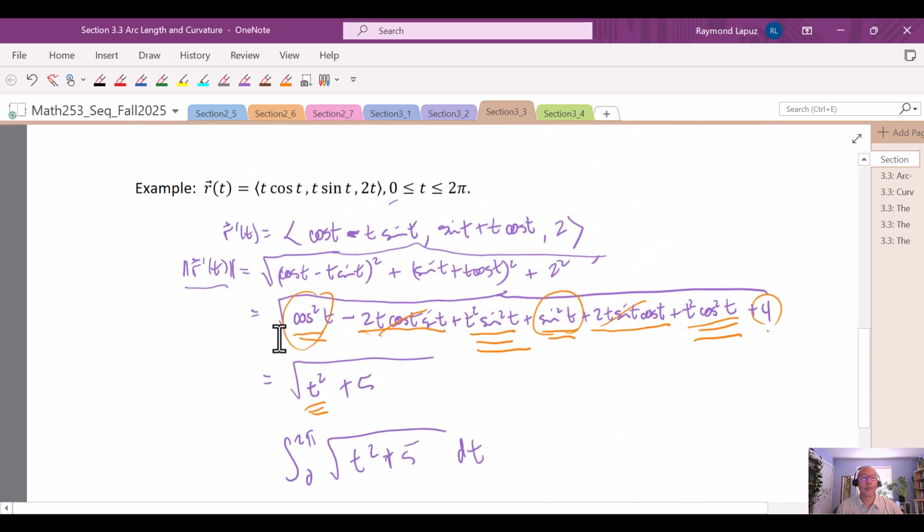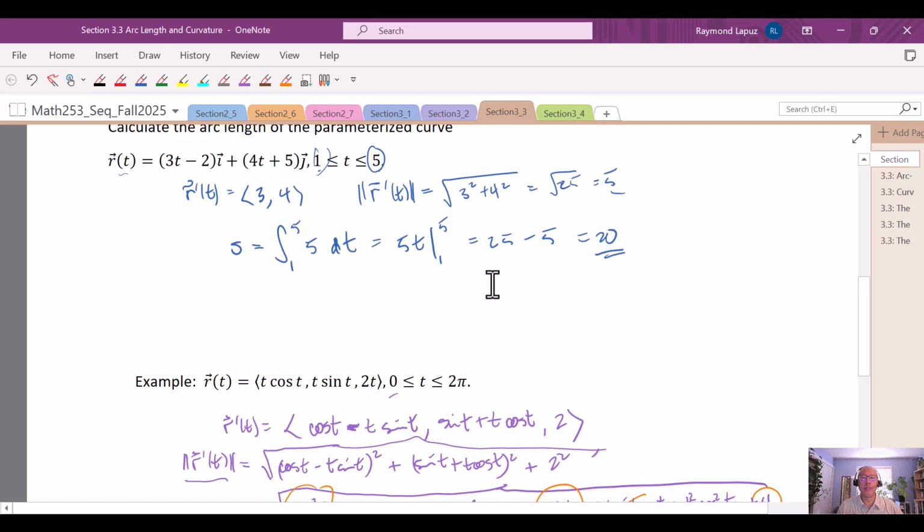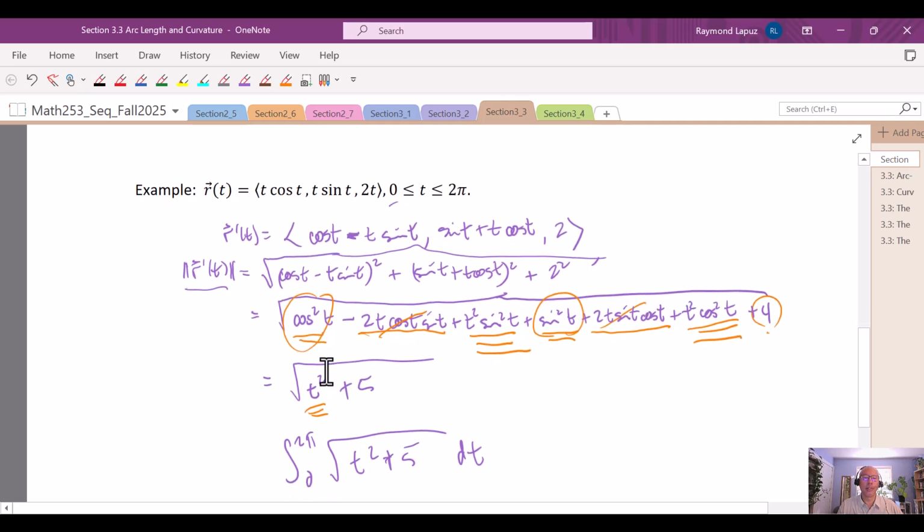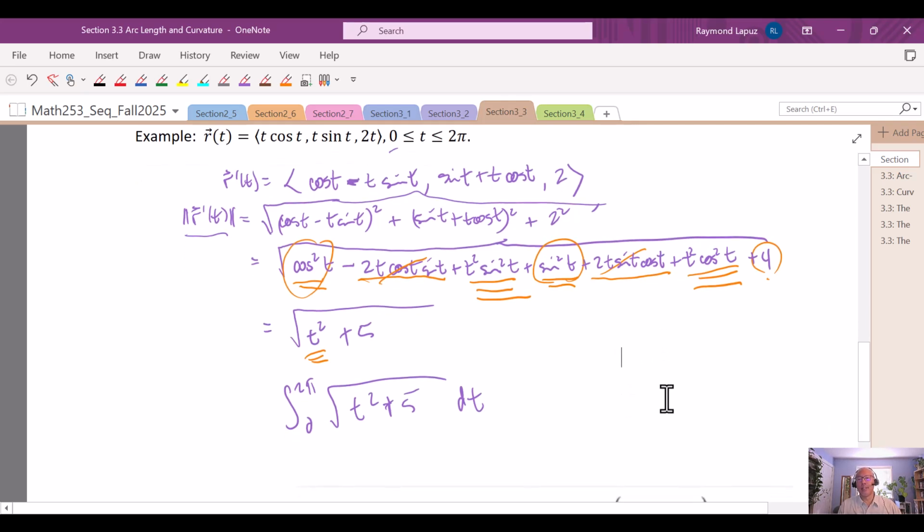So when we get our magnitude of the derivative to be a constant, that's usually always really nice and easy to integrate. But when we get some other more complicated things under a square root, not so easy anymore. Alright, so that is our first objective for this section, and yeah, good luck.